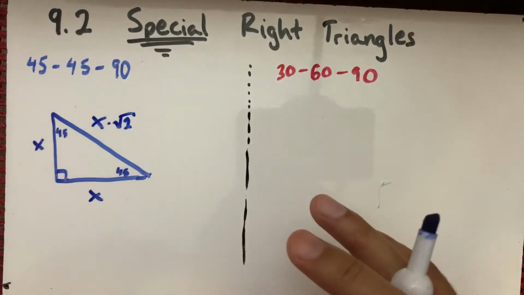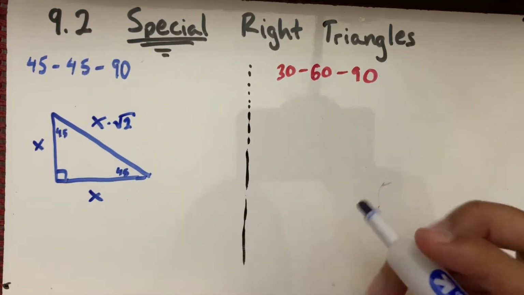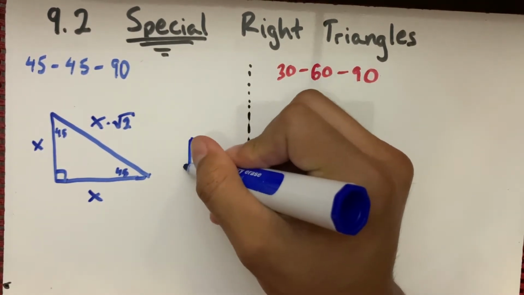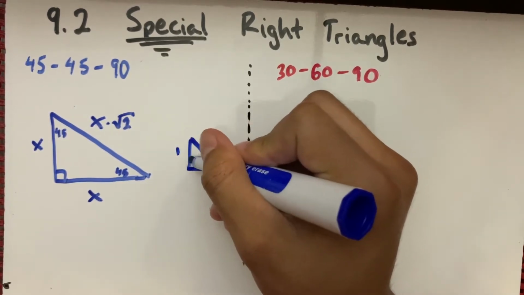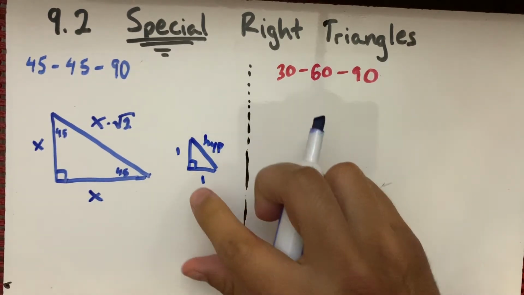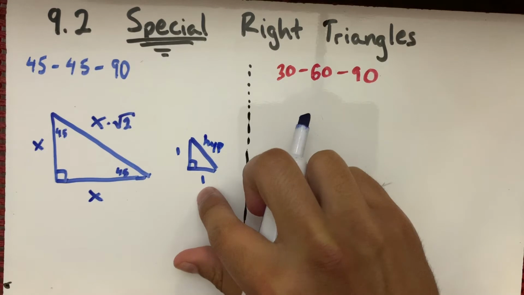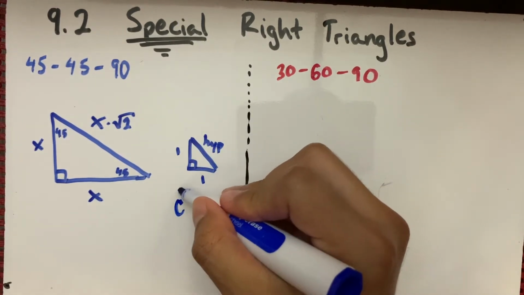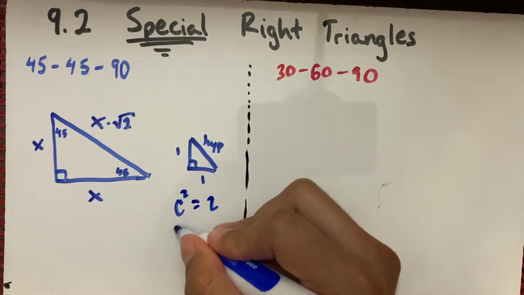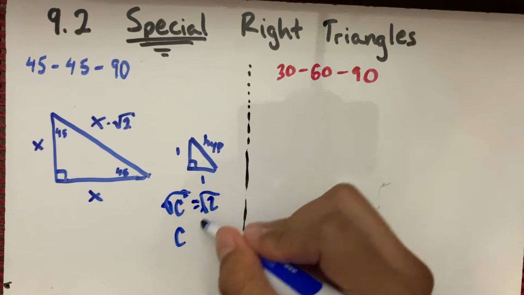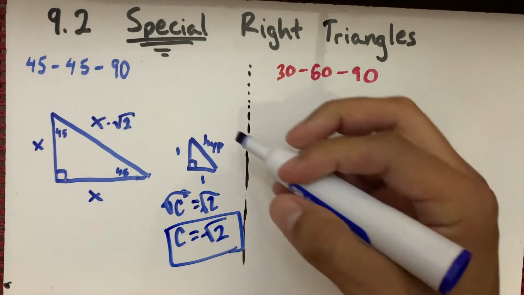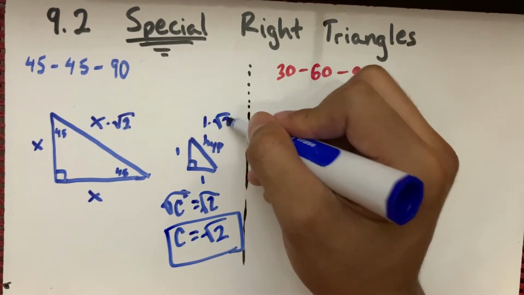This is how it works forever and ever. And you can prove this very simply. Let's say this side is 1, and this is a right triangle. With the Pythagorean theorem, if you wanted to find the hypotenuse, it's a squared plus b squared equals c squared. 1 squared is 1, and 1 squared is 1, so you have 2, and then you take the square root. So c is equal to the square root of 2. That's it. So it would be 1 times the square root of 2.